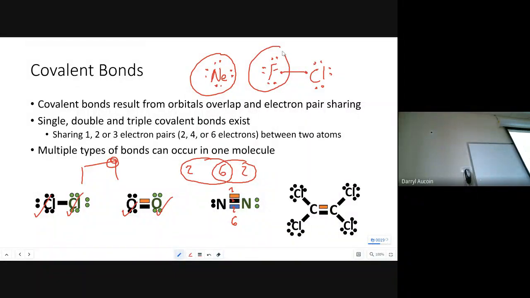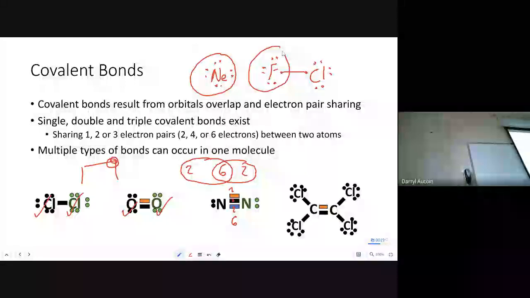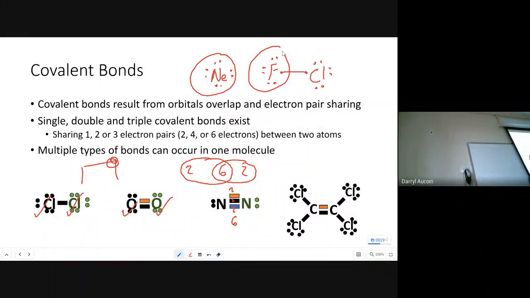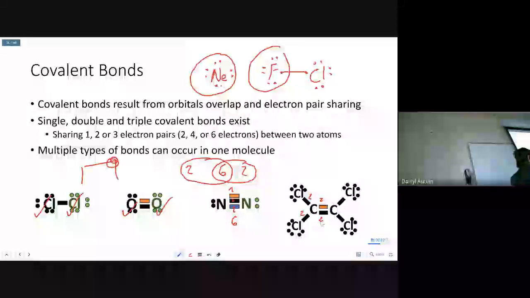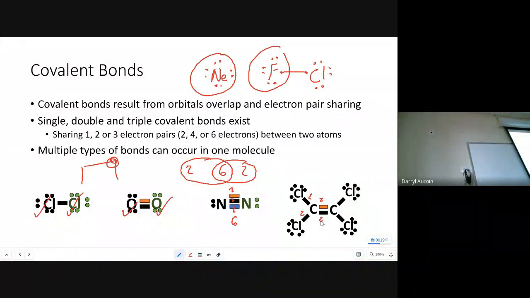So this carbon here has 8. It's got 8 from sharing with all sorts of other atoms. It's sharing with this fluorine up here, with this chlorine down here, and with that carbon over there. And that's also giving 8 electrons around that carbon, because each one of these lines has 2 electrons. So we've got a total of 8 so far, just like we have 8 over here from the lines and the dots.